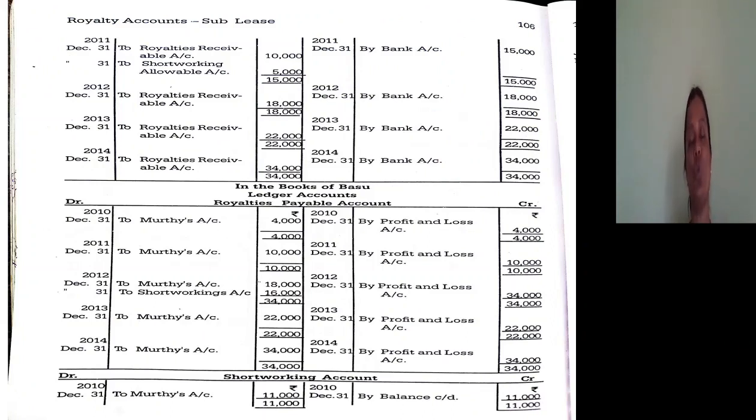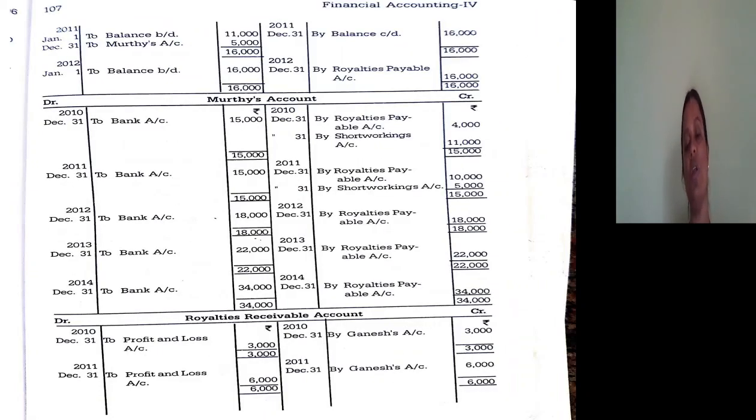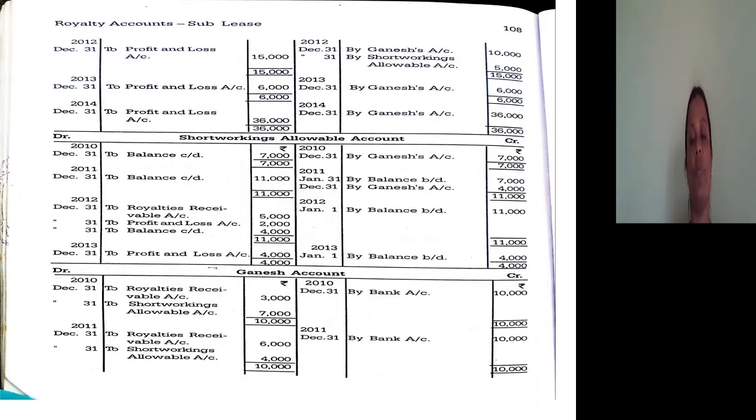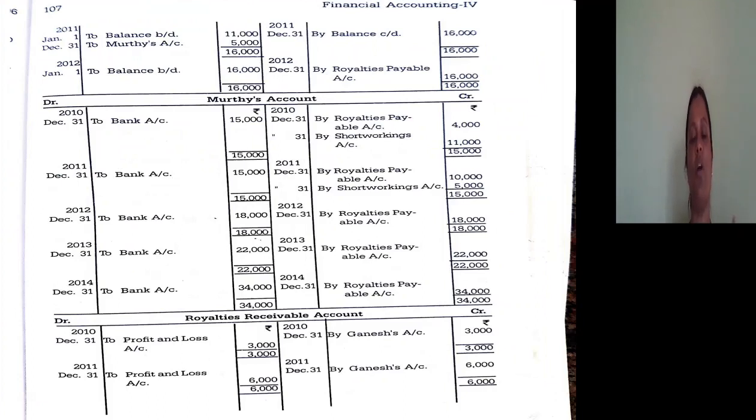Then the next 2 years' situation is the same, that is situation 5, the fourth year and fifth year. There is excess, and the excess is not used to recoup short working. What's the journal entry? Royalty payable account debtor to Murthy's account 22,000 should be closed by transferring it to profit and loss account. In Murthy's account, by royalty payable 22,000, royalty will be payable to Murthy: journal entry Murthy's account debtor to bank 22,000. So this account also gets closed.